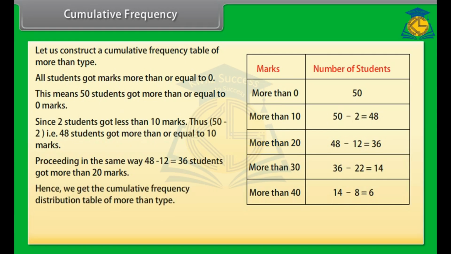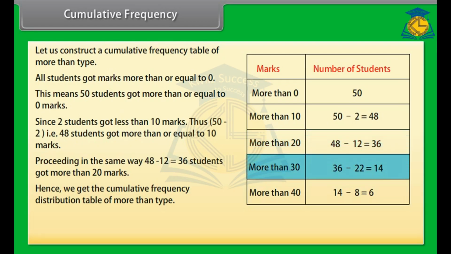Hence, we get the cumulative frequency distribution table of more than type. For marks more than 0, number of students are 50. For marks more than 10, number of students are 50 minus 2 equals 48. For marks more than 20, number of students are 48 minus 12 equals 36.